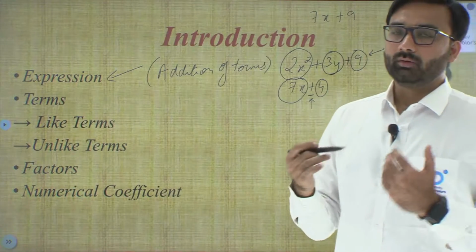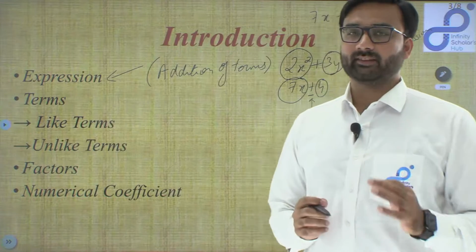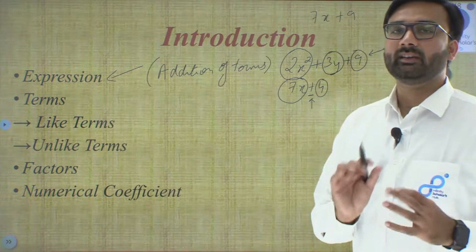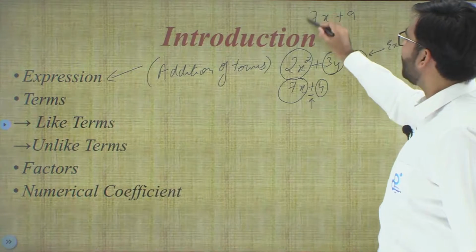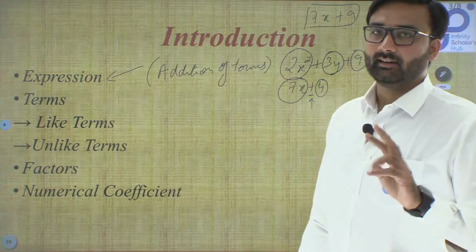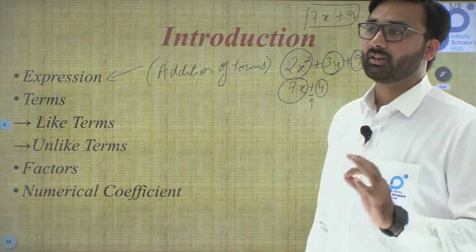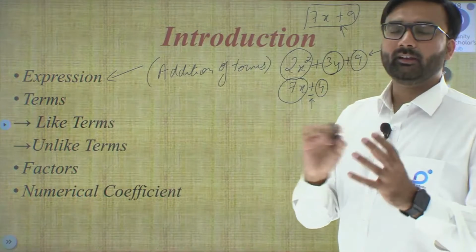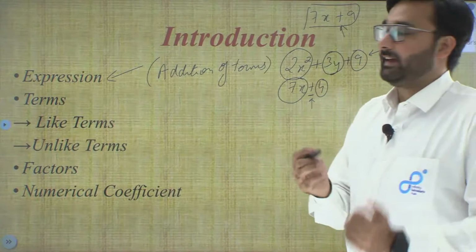ठीक है. Now when we go further in this chapter, I will explain you what are terms, but right now let's just focus on the meaning of expression. Again over here if you see 7x plus 9, 2 terms are added, okay. How we define expression? Addition of terms. So wherever you see a positive sign, okay, in between whatever is there, they are called terms.